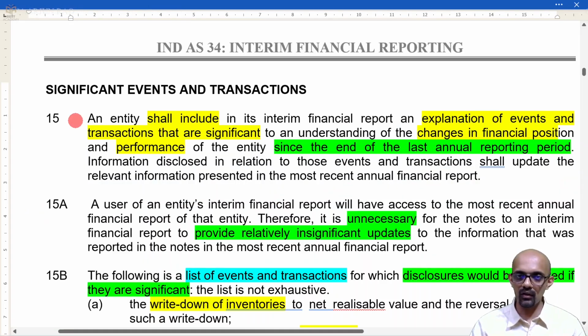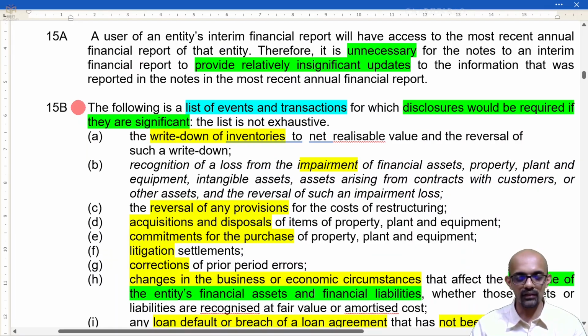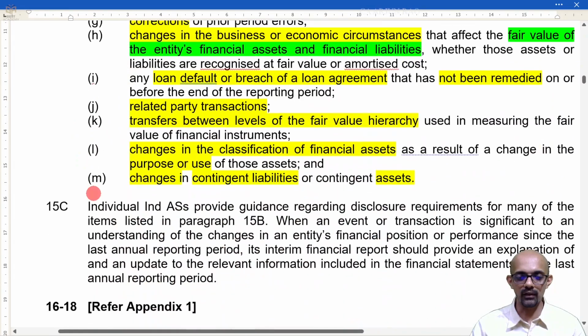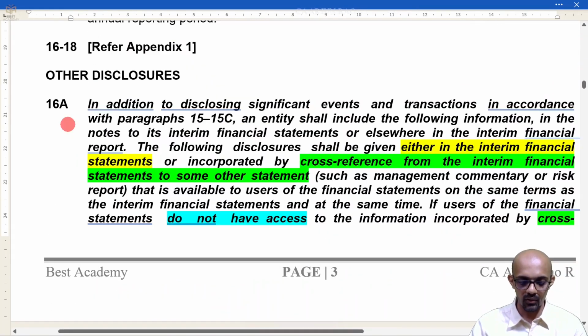The objective of interim reporting is just to provide an update from the last annual financial statements. So when we say significant events and transactions, since the last annual reporting period, whatever is significant may have to be disclosed. And there is an illustrative list given in the standard: write downs of inventories, impairment, reversal of provisions, and so on. Now there are some other disclosures, we call them 16A disclosures.